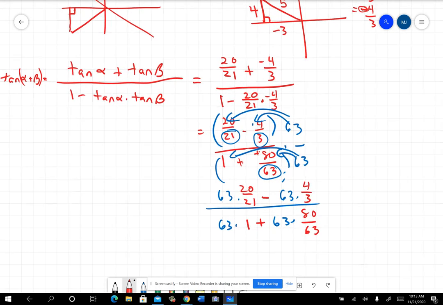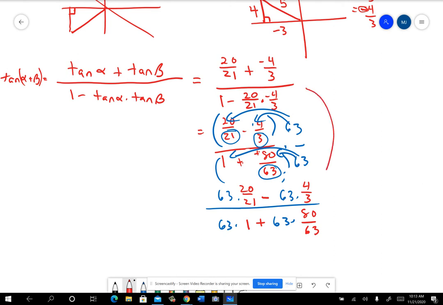When you get the hang of this, you could probably go from here to this idea. I think it does help, though, to write the 63 next to everything so you really see what nice thing happens. Divide there, you get 3.